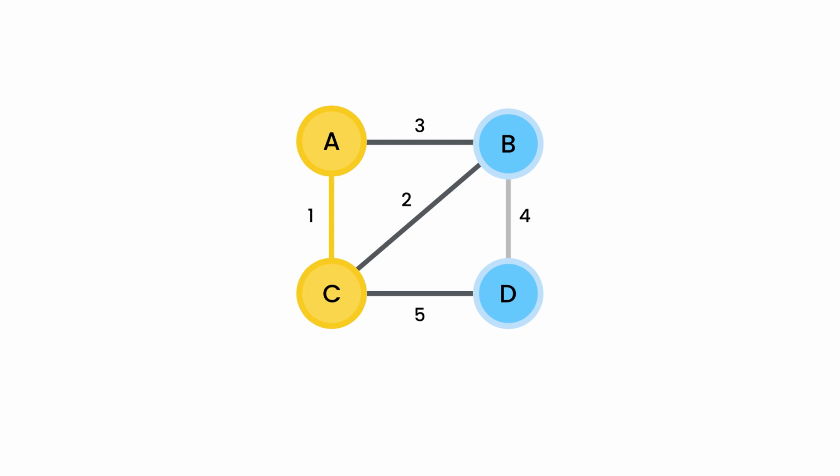So out of all these edges available, the smallest is the one from C to B. So we add this edge and its target node to our tree. Again, we have to look at the edges connected to all the nodes of our tree. We have three edges to pick from. The smallest is the one from B to A, but we have already visited A, so we're not interested in this. The next smallest edge is the one from B to D. We have not visited D yet, so let's add this edge and its target node to our tree. Now we have visited all the nodes and we have a minimum spanning tree.